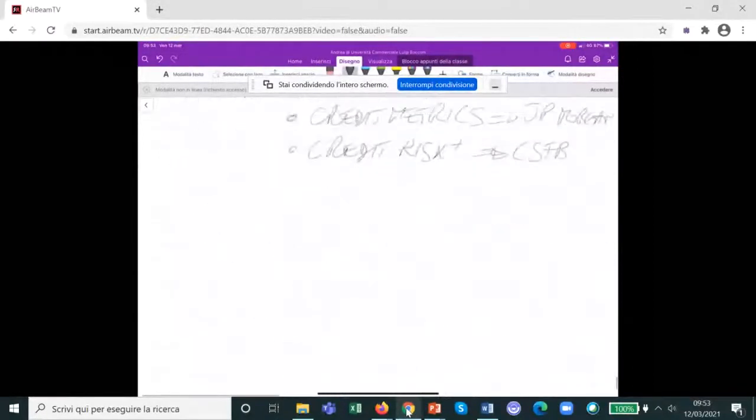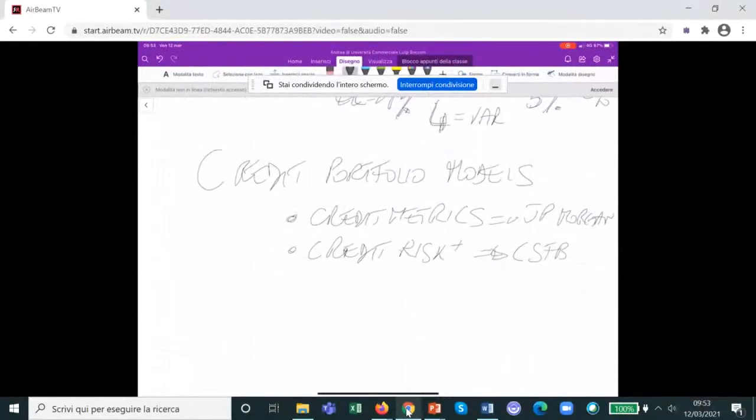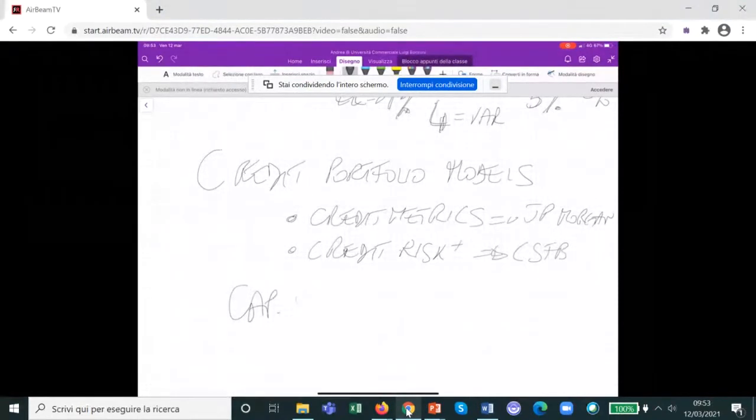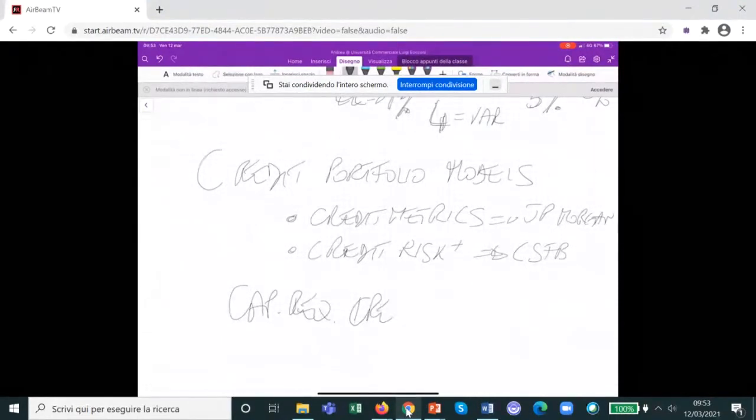And clearly, once we've done that, we'll look at capital requirements for credit risk, okay? Just as we did with interest rate risk and market risk, once we've done all the models and how we can measure that, we look at the capital requirements, okay? Any questions so far?